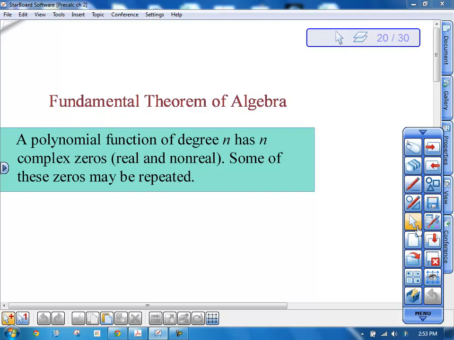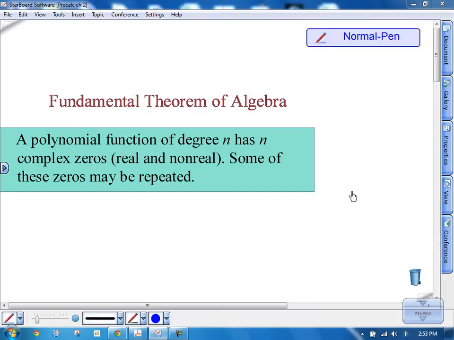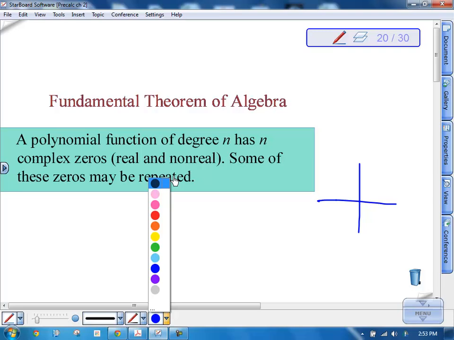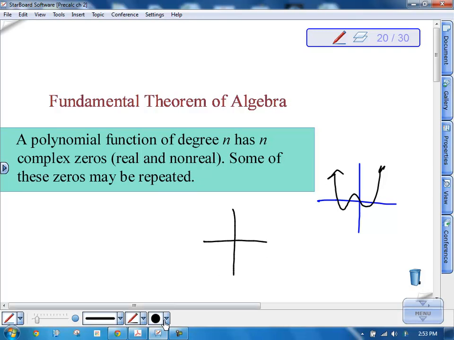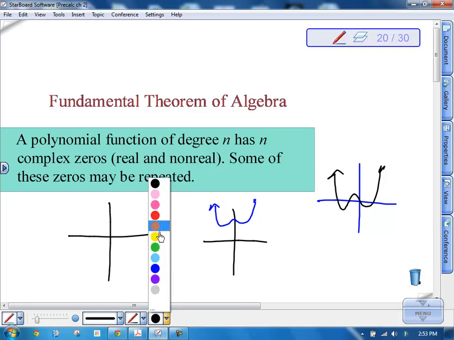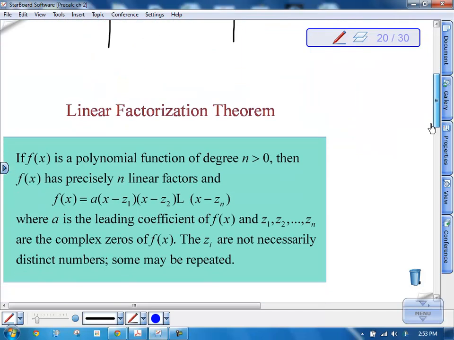So here's an example. If I graph this fourth degree polynomial and it looks like this, then it's got 4 real zeros. Okay? If I graph the fourth degree polynomial and it looks like this, it's got no real zeros, all imaginary. Okay? If I graph the polynomial, it looks like this, let's say, then it's got 2 real zeros and 2 imaginary. Okay? You get the idea.